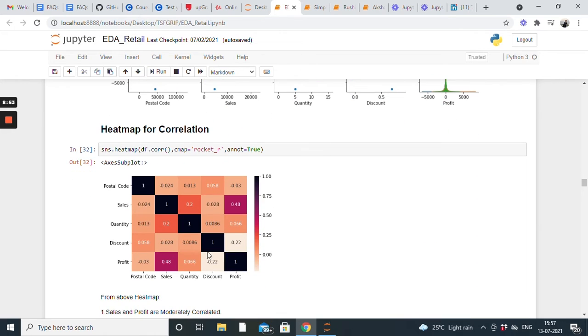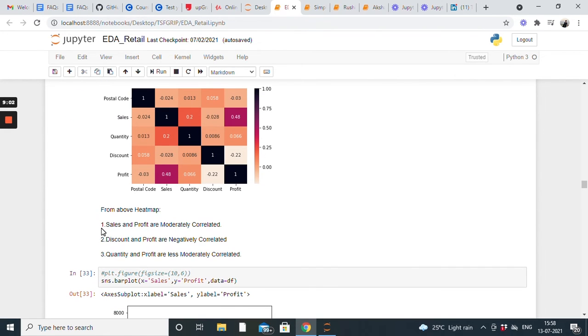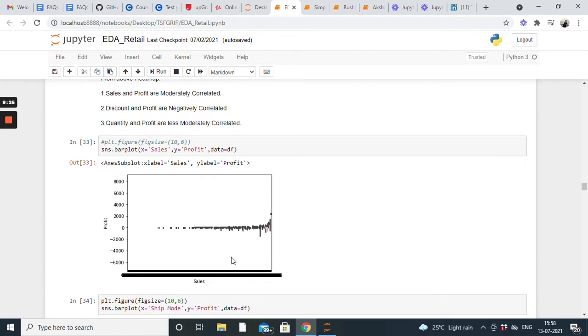Afterwards we'll go with the heat map, because we want to see the correlation between the features. It clearly says from the heat map that sales and profit are moderately correlated, right? The correlation between sales and profit is 0.48, that is moderately correlated. Discount and profit are negatively correlated, at minus 0.2. Quantity and profit are less moderately correlated, right? So let's go with this.